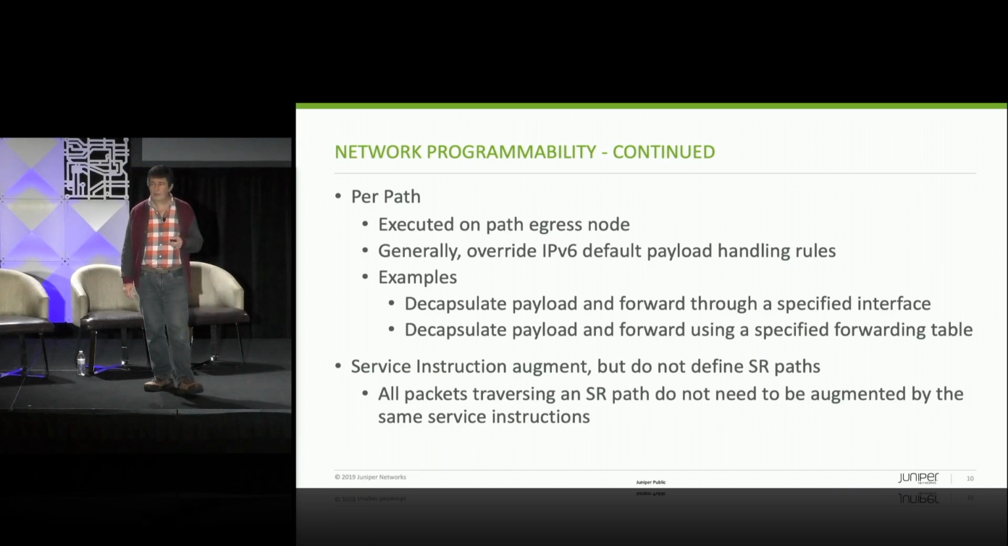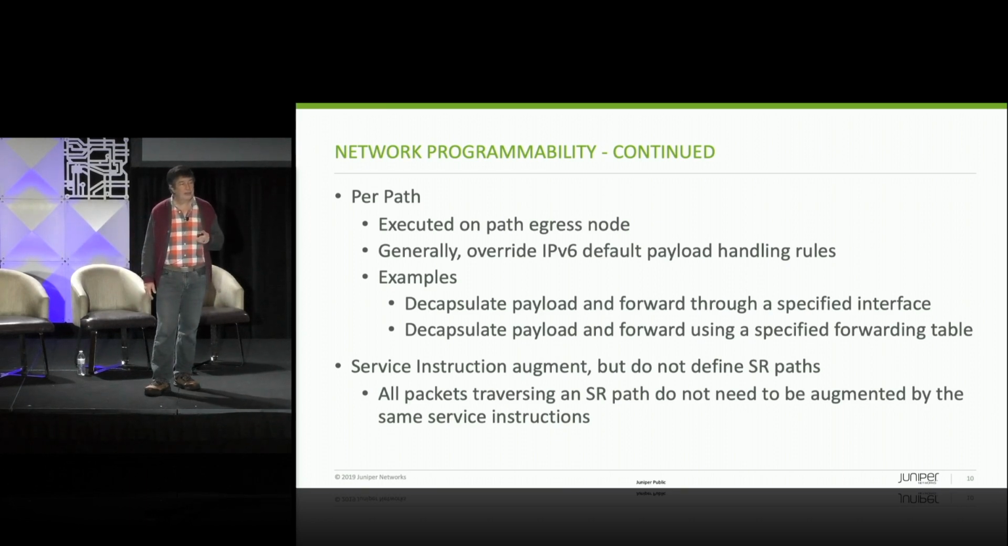The next kind of instruction is a per path instruction. It's executed on the path egress node. Generally, it overrides the default payload handling rules for IPv6. For example, the default payload handling rule is pop off the IPv6 header and all its extensions and process the next header. An example of a per path service instruction would be decapsulate the payload and forward it through a specified interface, or decapsulate the payload and forward it using a specified forwarding table, maybe a VPN forwarding table, a VRF.